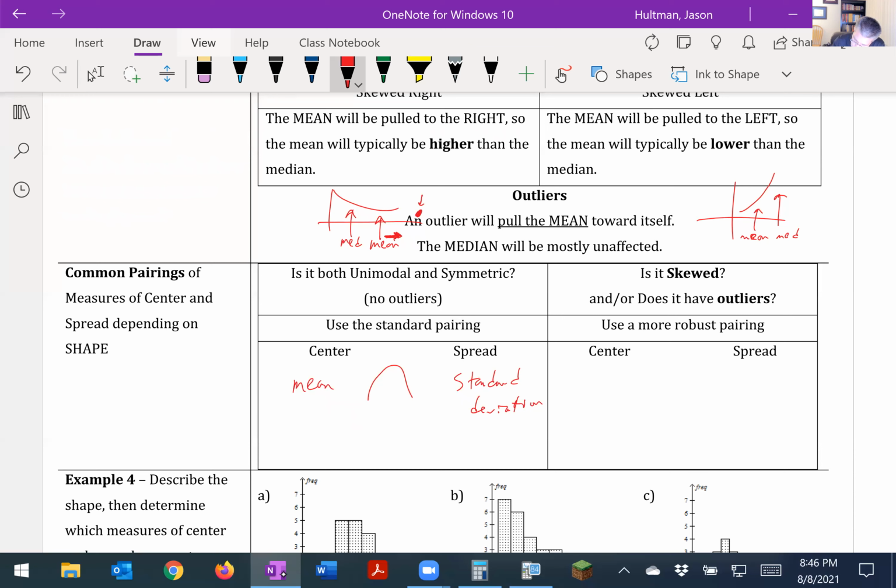What if it's skewed? What if it looks like this? Skewed data. Or what if it has outliers? Maybe there's a big outlier out here. What do we want to use? Well, for the center, we want to use the median since it's resistant to skewed data and outliers. And for the spread, we want to use the IQR, the interquartile range.